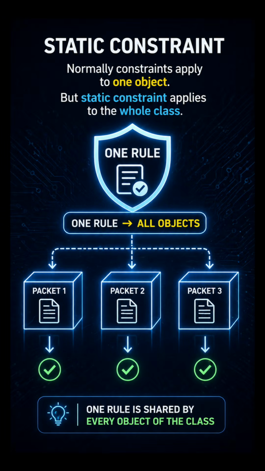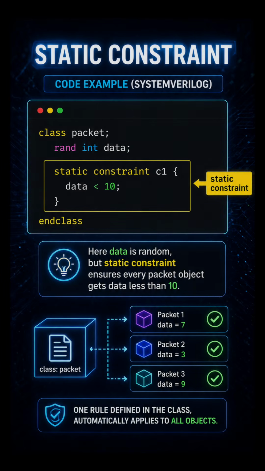Static constraint. Normally, when we write constraints in a class, they apply to that particular object. But sometimes in verification, we want one common rule shared across all objects of the class. That is where a static constraint comes in. Let me show you the idea.